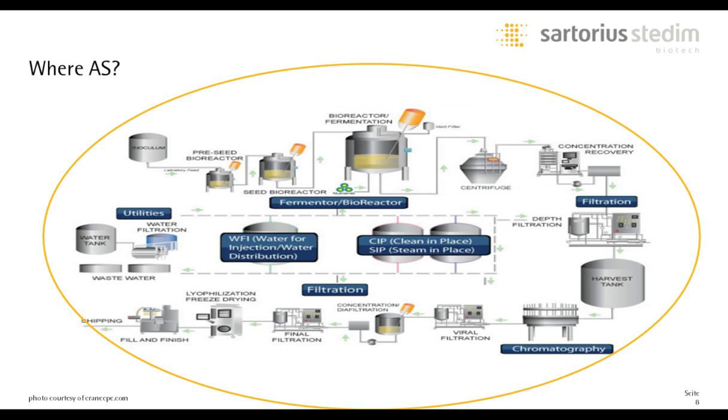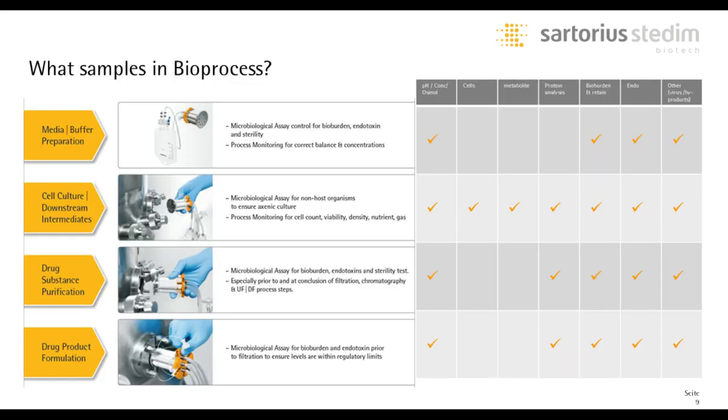But where exactly does aseptic sampling occur? Well, here we see a very simplified representation of a typical bioprocess, and sampling should occur at every single step along the way. The samples that were taken will vary depending on where in the process they are being taken from. Across the top, you'll see a variety of assays that can be performed throughout the bioprocess steps listed along the left-hand side.